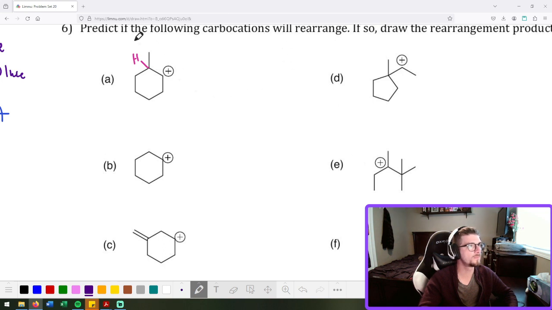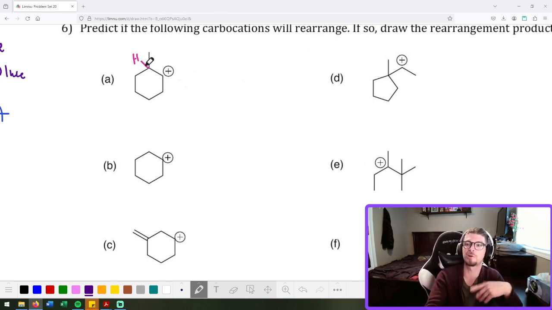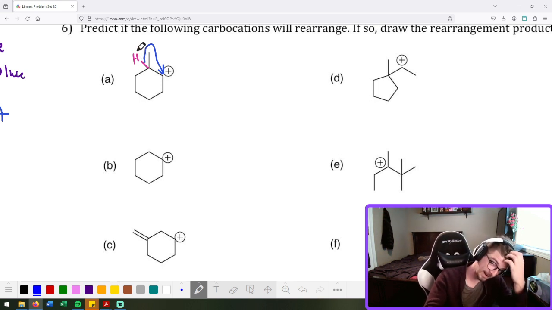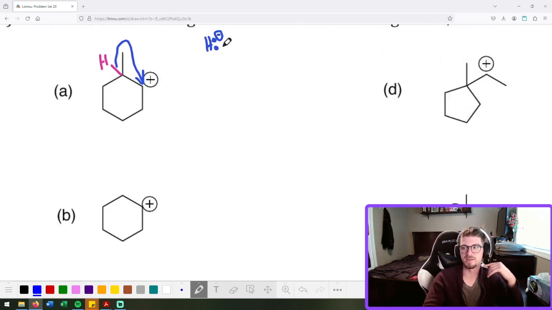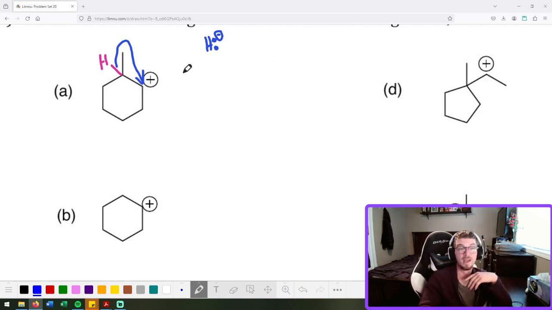So in this one, predict if the following carbocations will rearrange. Spoiler alert, this one does. So there is, again, a hidden hydrogen contained here, and we can move that. If we break this carbon-hydrogen bond, pointing directly at the carbocation, we're breaking the carbon-hydrogen bond and putting the electrons on the hydrogen. So basically this H minus with a lone pair on it is coming and attacking this carbocation. And because this is essentially the group that we're moving, this rearrangement is called a hydride shift.